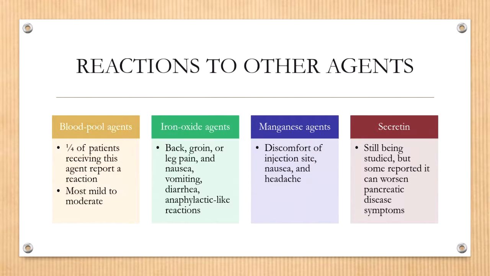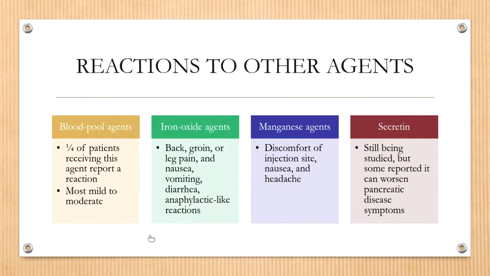Since we've talked about other contrast agents, we need to know what the reactions to those agents look like. Most of the time, they're all going to be the same. You know, you're going to have your itchiness, your vomiting and nausea. With blood pool agents, about a quarter of the patients that receive it actually report a reaction. So that's quite a high number. But most of the reactions are mild to moderate, maybe a little bit of rash or hives.